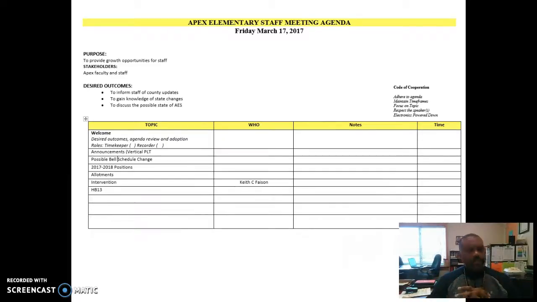And finally, I want to talk to you a little bit about HB 13, House Bill 13, where it's already been passed the General Assembly, but talks about class size in kindergarten to 3rd grade. The proposed maximum class size for kindergarten is 18 students, 16 in 1st grade, and 17 in 2nd and 3rd grade.